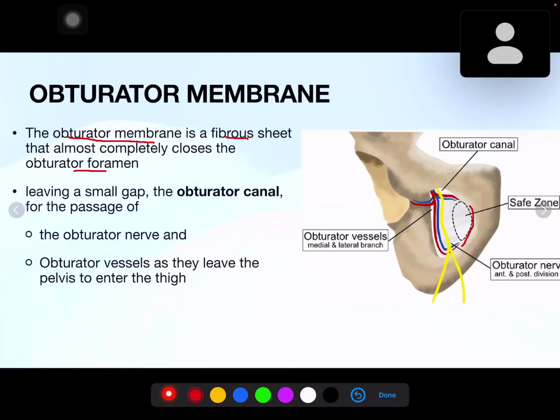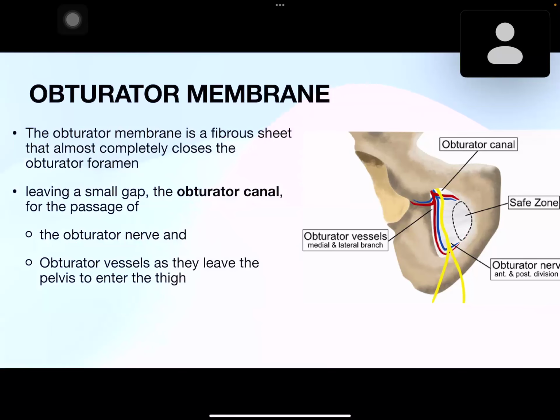Okay, so this is a whole sheet, the obturator foramen, leaving a small gap, the obturator canal, for the passage of... as the name indicates, you don't have to remember anything. The obturator canal contains the obturator nerve and the obturator vessels as they leave the pelvis to enter the thigh. Okay, so this is a very basic question. If they ask you what passes through the obturator canal, that means the obturator nerve and obturator vessels pass through this canal.